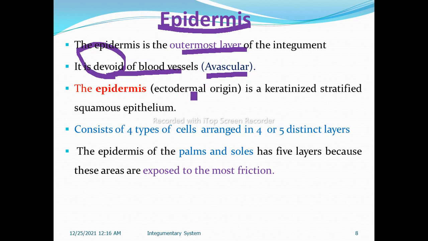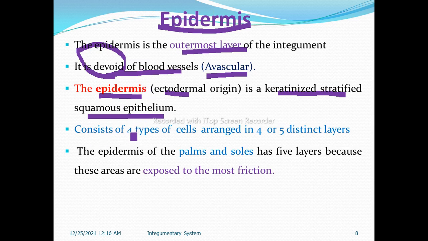The embryonic origin of epidermis is ectodermal. That means not mesodermal or endodermal. So epidermis is a keratinized, stratified squamous epithelium. The tissue of the epidermis is made up of keratinized, stratified squamous epithelium.